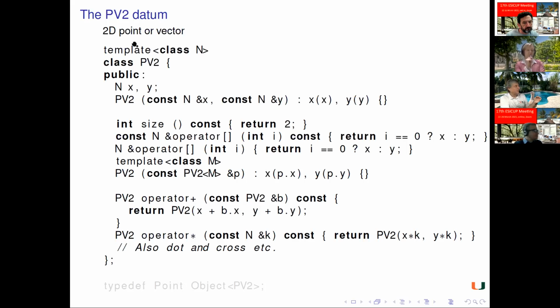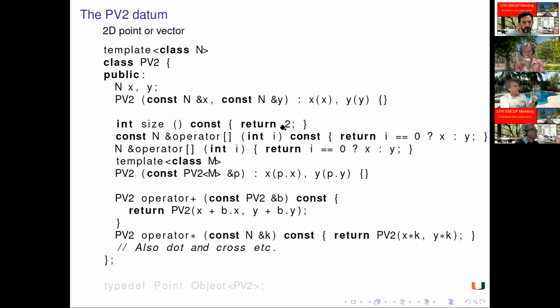So if it's a 2D point or vector, it's got an X and Y, which are of type N, and it's got a constructor which takes an X and Y of type N as arguments and initializes the X and Y of the class to those values. Okay. We do this class for you, but sometimes you need to create classes like this.